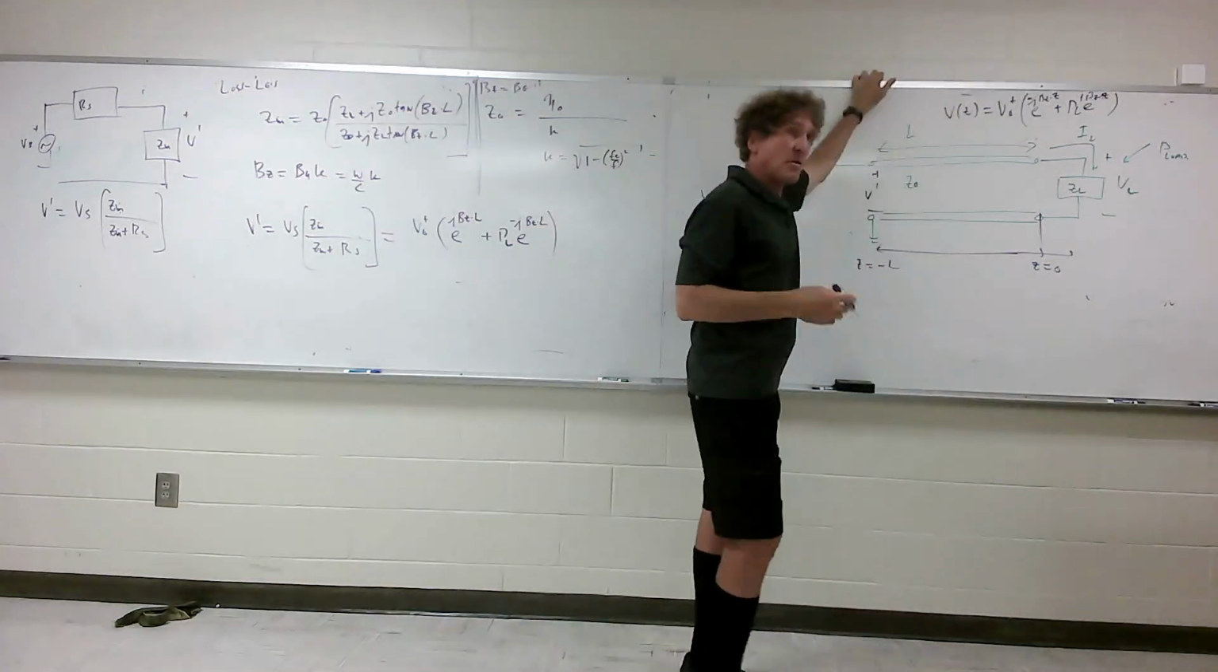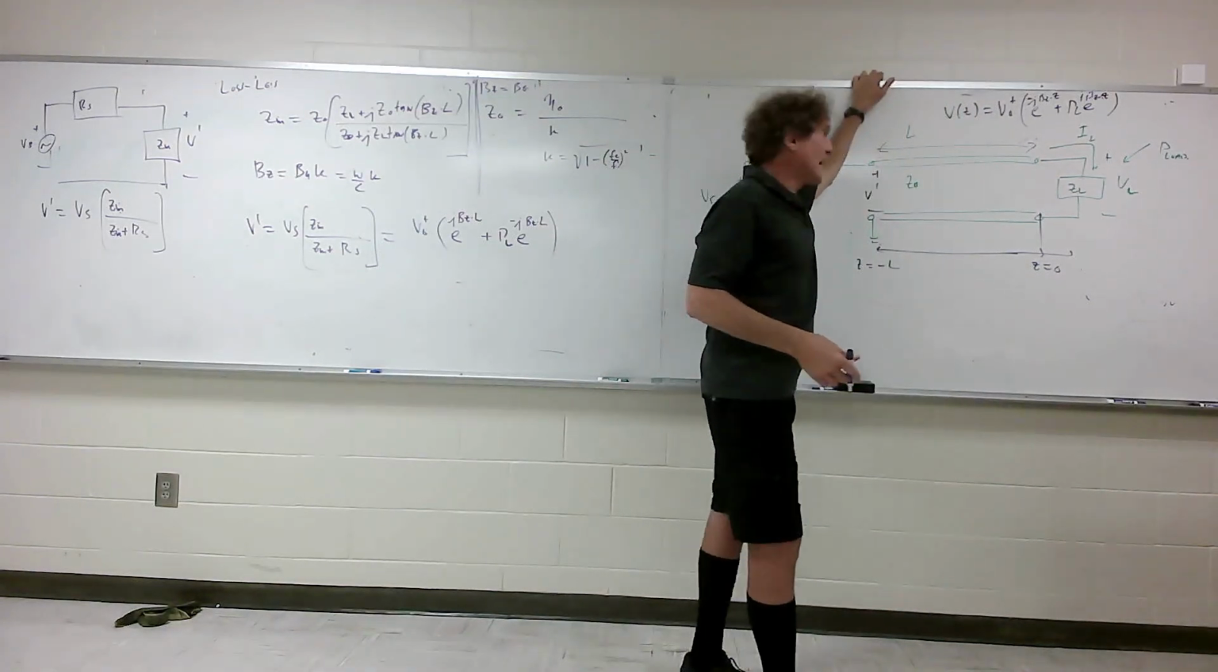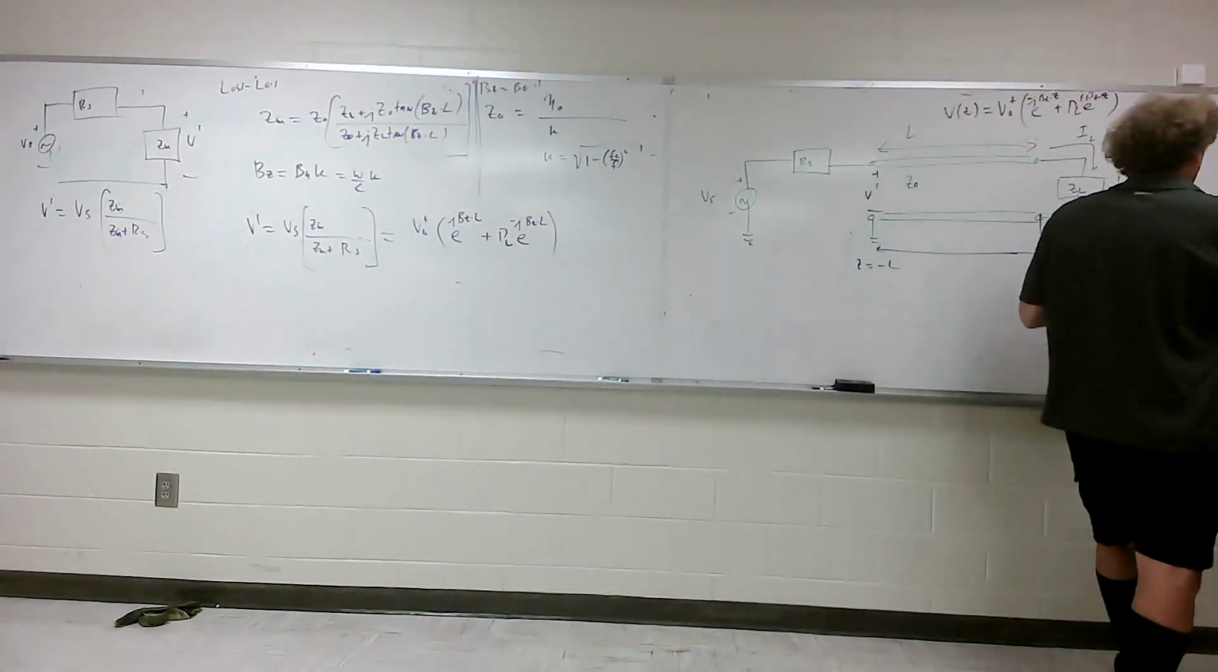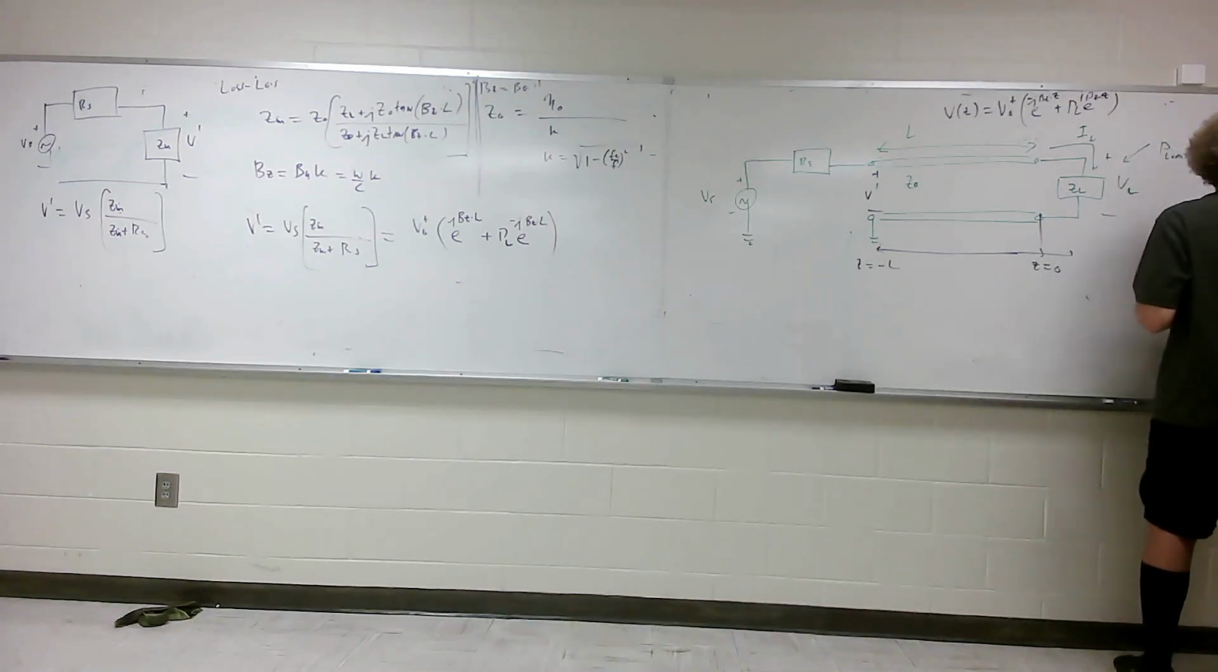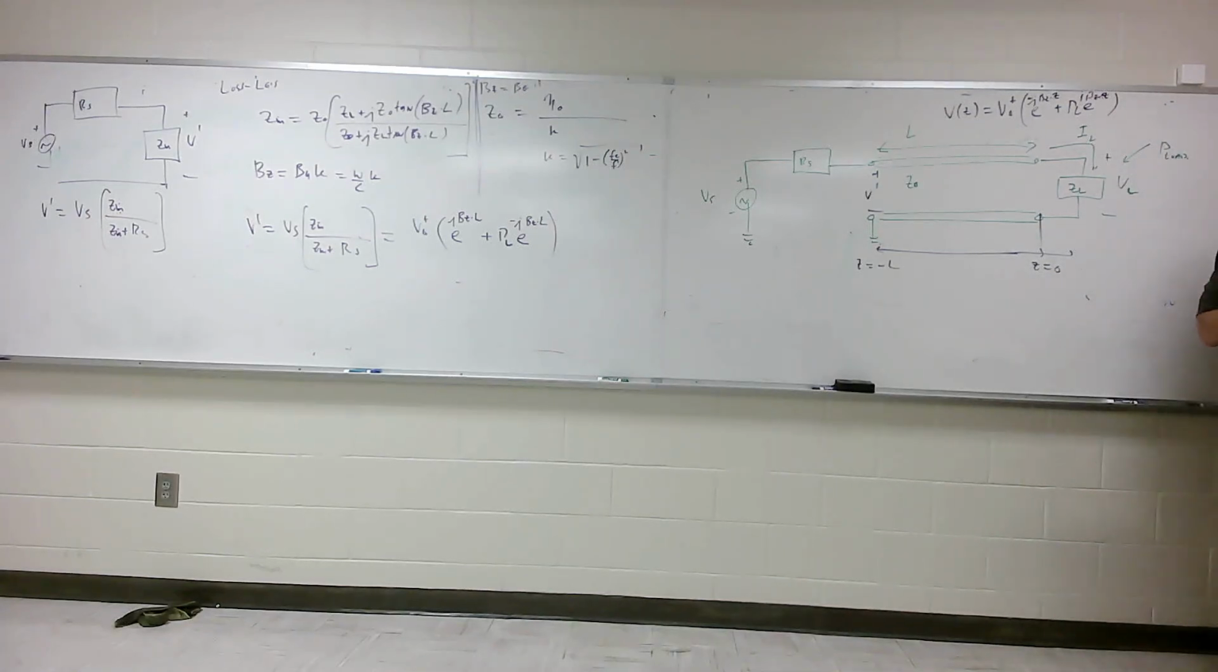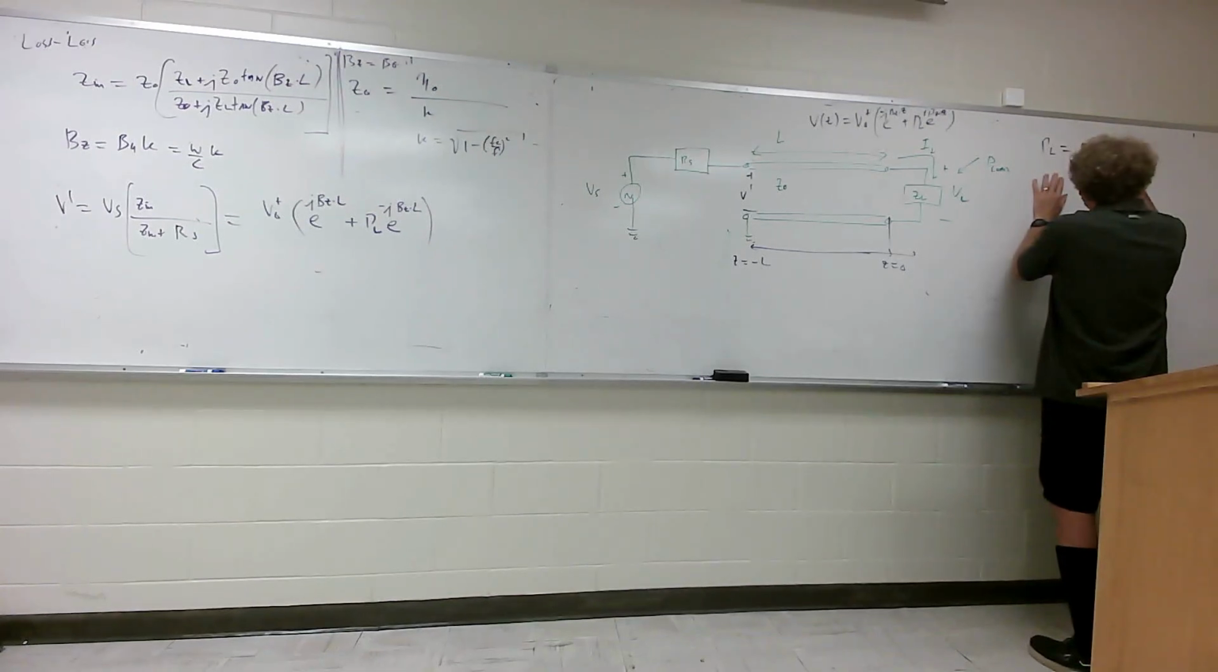Are you with me? Do y'all remember this? And what is gamma L, by the way? Reflection coefficient, right? Where? At the load. You remember how to get it? Always the impedance you're going into. So you're here, and I'm going into ZL, so it's ZL minus the impedance you came from, Z naught.